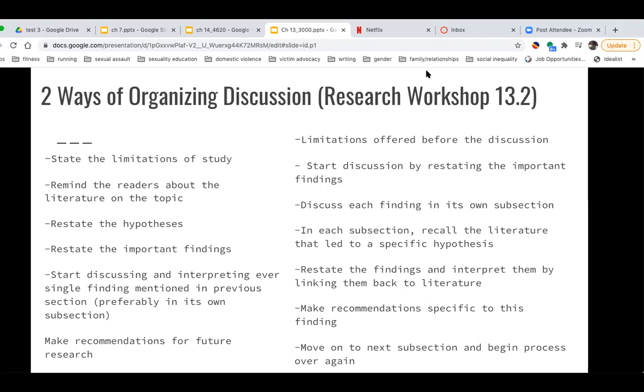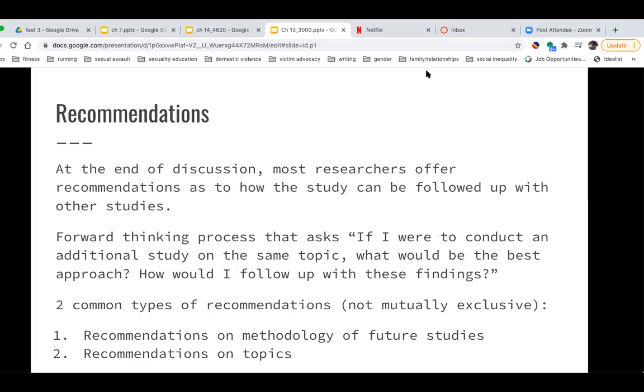We've already discussed the two ways of organizing a discussion that your textbook goes over, which brings us to the final part of this chapter, which is recommendations. Because usually at the end of the discussion section, most researchers will offer recommendations as to how the study can be followed up with other studies. And it's a forward-thinking process that asks, if I were to conduct an additional study on the same topic, what would be the best approach? How would I follow up with these findings?